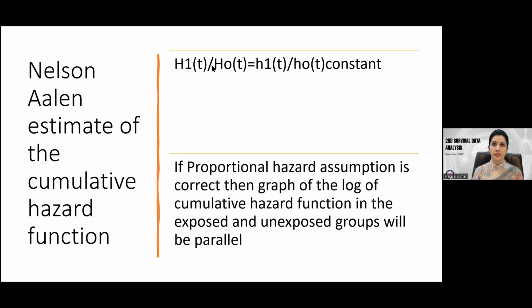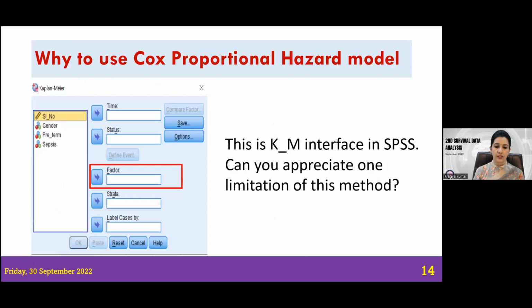So again, H1 at time t and the ratio of H1 and H0, at a different time, it is a constant. So if the proportional hazard assumption is correct, then the graph of the log of the cumulative hazard function in the exposed and unexposed group will be parallel. How we can do that, we'll be seeing shortly.